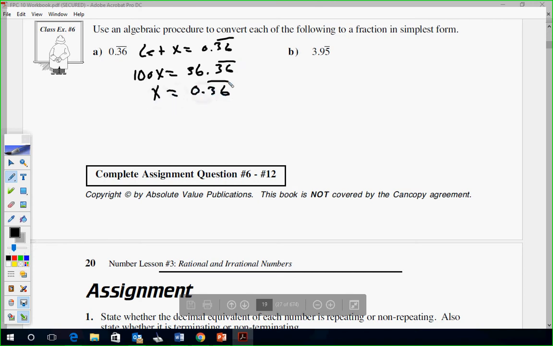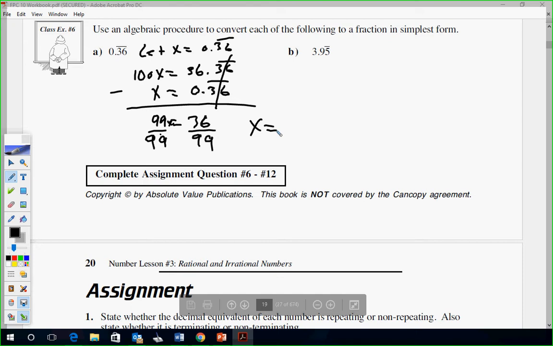See, they're lined up. The whole purpose of doing this, please understand, is we're trying to get rid of the repeating piece. Everybody understand that? Okay. So we minus, that's gone. 36, that's just 36. 100 minus x is 99. 99x, I mean. Divide by 99. So that is the fraction. Oh, that reduces. That's going to be 12 over 33.